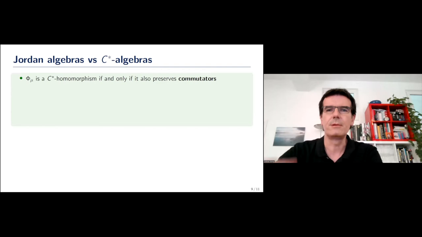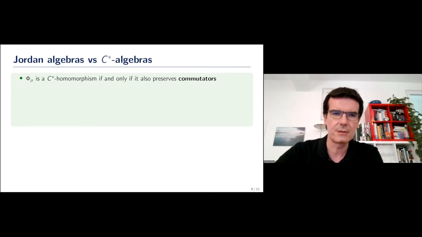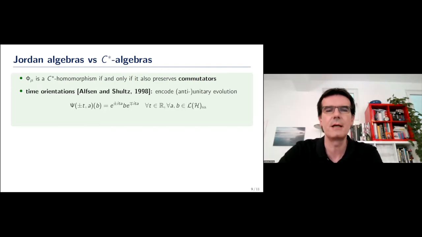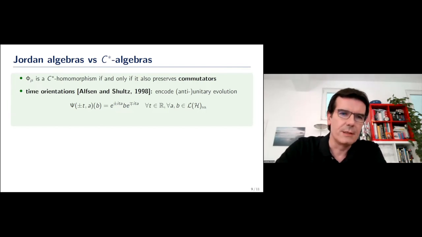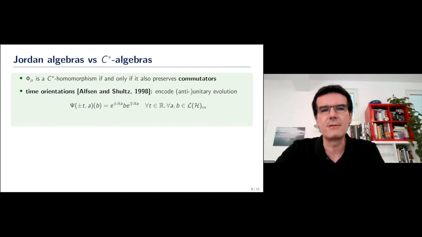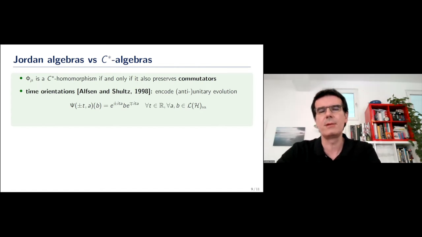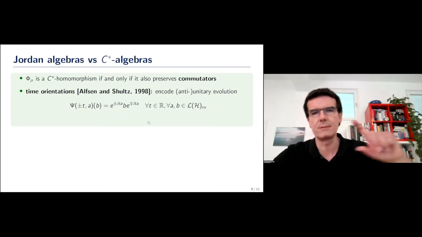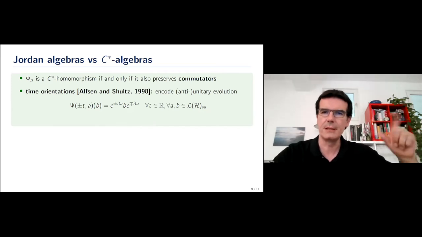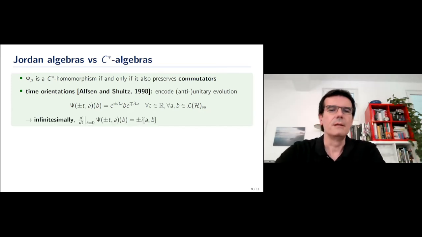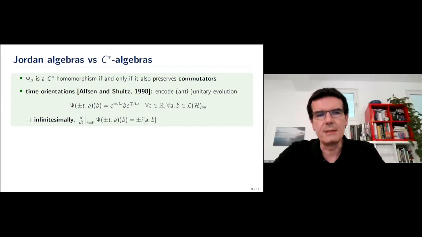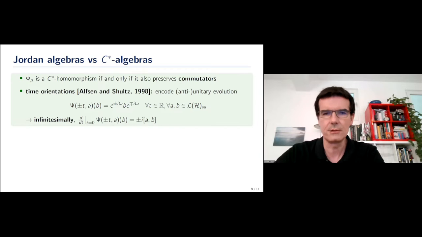But there is a nice algebraic way of encoding commutators in this situation also. This goes back to Alfsen and Shultz, and we like to call this time orientation. That's not how they called it, but it's a nice physical interpretation. You can act by conjugation in the way you might expect with one of these operators exponentiated. And then, of course, there's a bit of a choice where you put your plus and your minus. Infinitesimally, if you just take d by dt of this, you do get your commutators. So this is how we encode this.